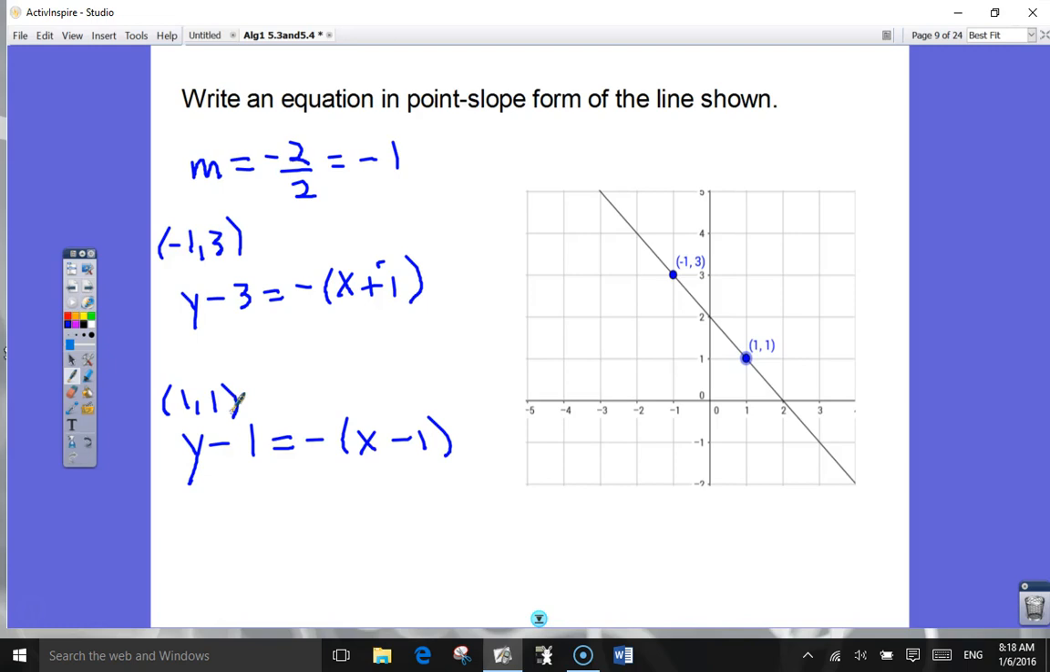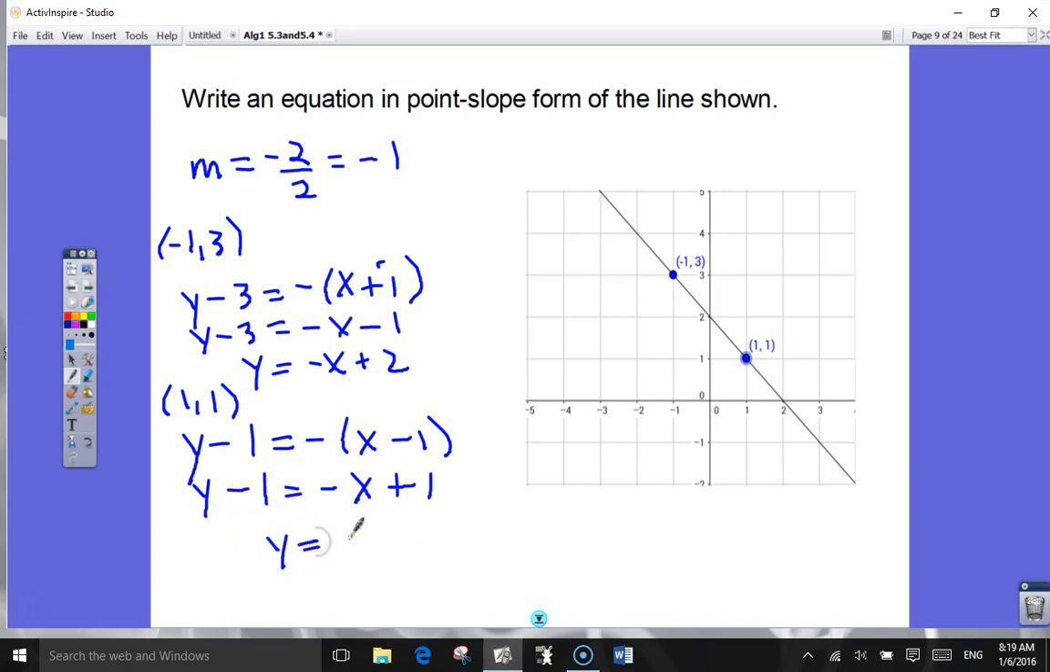So if I solve this one here, it'll look like this. Right? Y minus 3 equals -x minus 1. Y equals -x plus 2. If I solve this one, y minus 1 equals -x plus 1. If I add 1 to both sides, y equals -x plus 2. So in slope-intercept form, it's the same thing. It won't be the same in point-slope form.